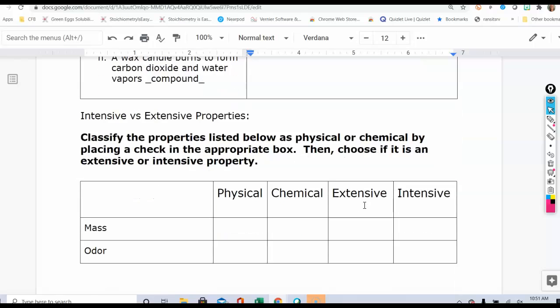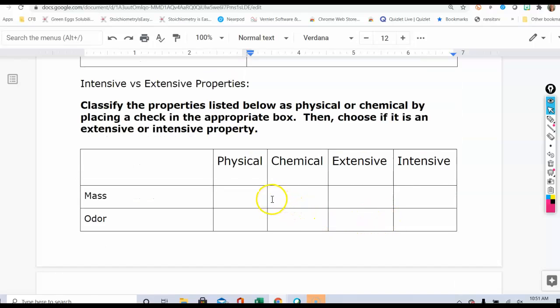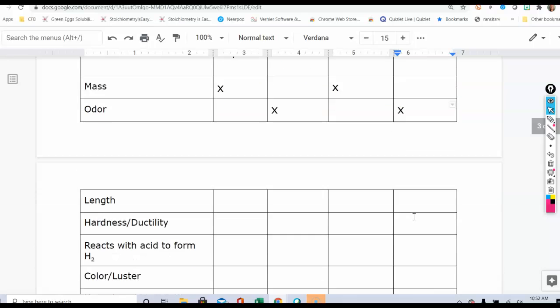Okay, so we're going to go on to classifying the properties below as physical or chemical, and then choose if it is an intensive or extensive property. So mass is a physical property, and it is extensive because it can be changed by amount. Odor is a chemical property. I can see how we might argue that, but it is always so. For instance, odor, a rotten egg smell is an odor. That would be a chemical smell coming off of it, and no matter how much of it you have, it's still going to give off that odor. So that is an intensive property.